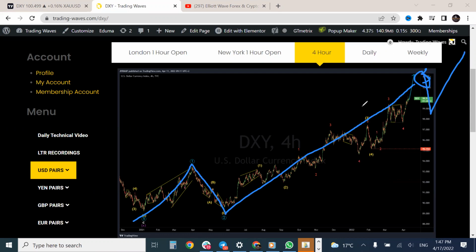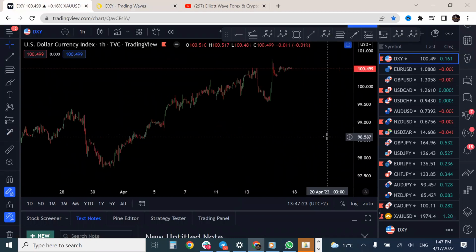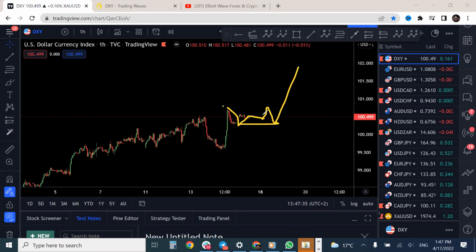So that DXY is still pretty much bullish even from here. If you get a setup here for a pullback, we're still expecting the DXY to continue pushing to the upside. And that is why even here on the DXY on the 1 hour, what you're going to expect is a continuation move to the upside. You may get a corrective structure here. You may get a corrective structure here. It can take any form. It can even take this form here. We're looking for this continuation to the upside.